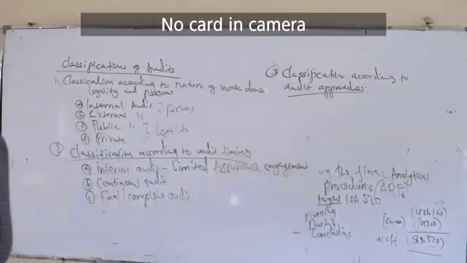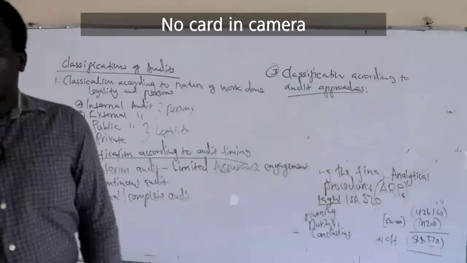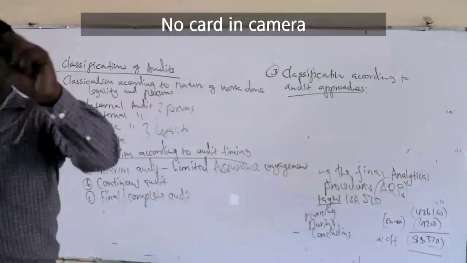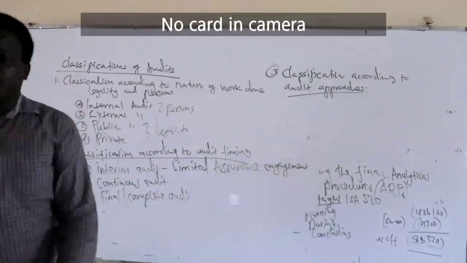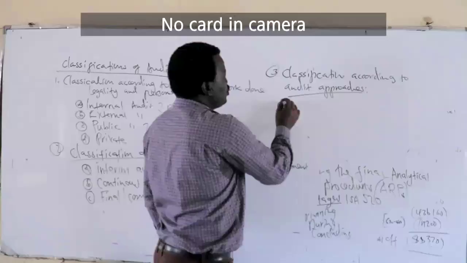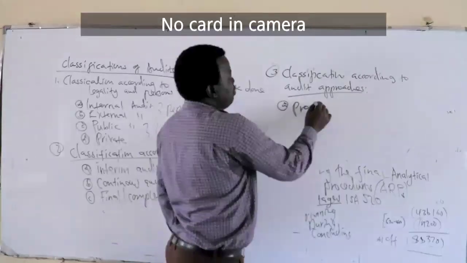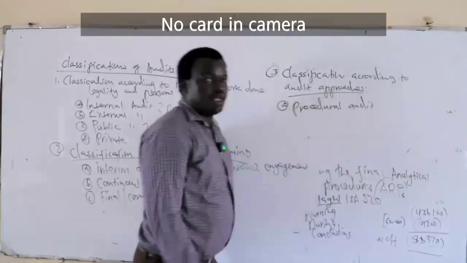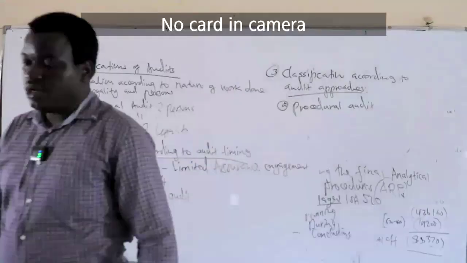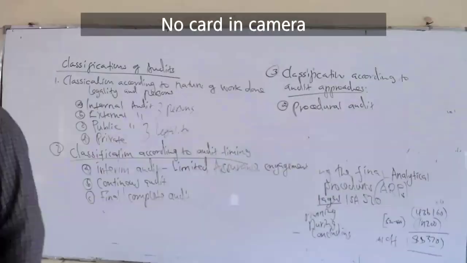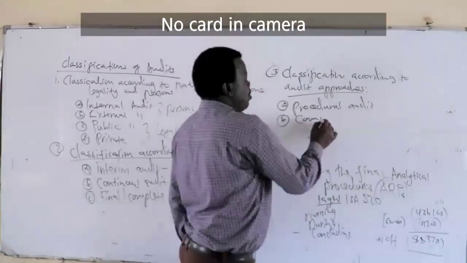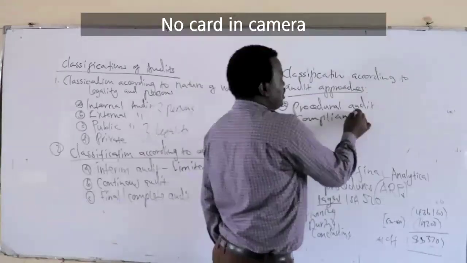So these are partial audits. They're also done to meet certain specific objectives. They include, like, one, the procedural audit. Here we are examining the procedures to give recommendations on the improvement. Then B, we have compliance audit. We're checking whether the entity complies with the rules and regulations put in place.